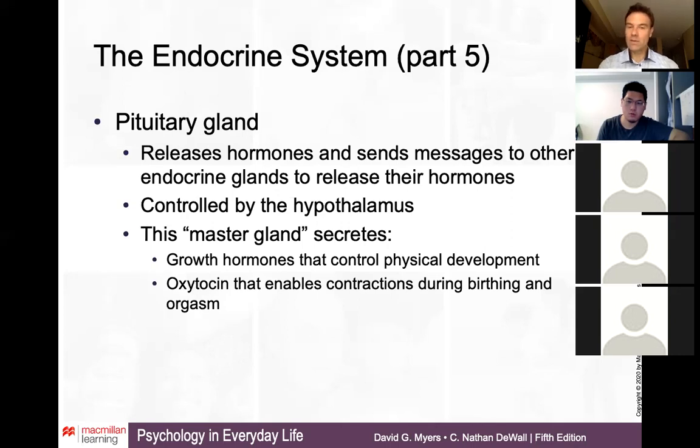oxytocin levels during birthing, for instance, for women, and orgasm for both genders. But oxytocin is also released when we establish love and friendship between people. And oxytocin is also established when we establish relationships, when we trust others.